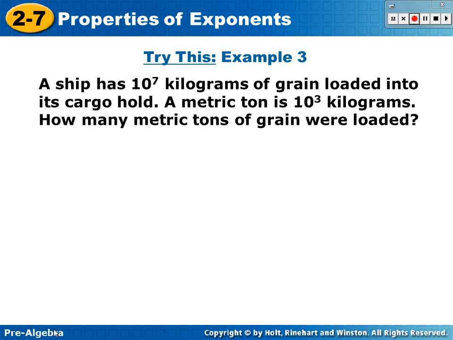Go ahead and take a look at this one. A ship has 10 to the 7th kilograms of grain loaded into its cargo. A metric ton is 10 to the 3rd kilograms. How many metric tons of grain were loaded? We're going to pause. Discuss this with your partner and see if you can come up with the answer before we resume this video.